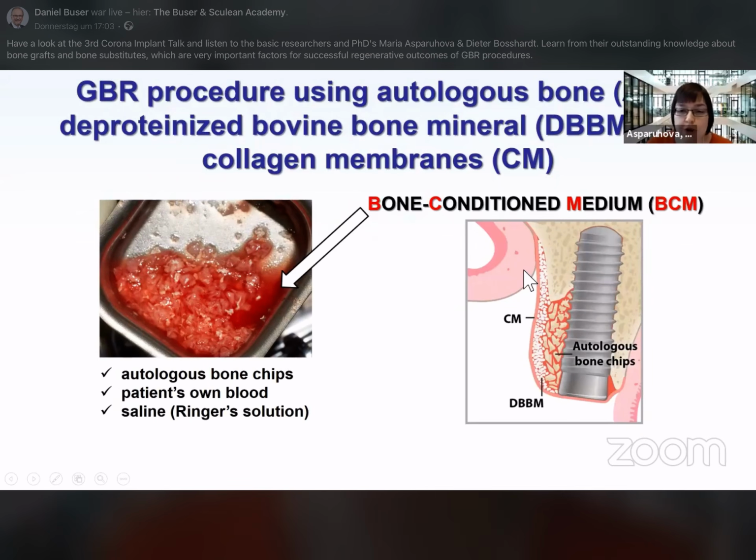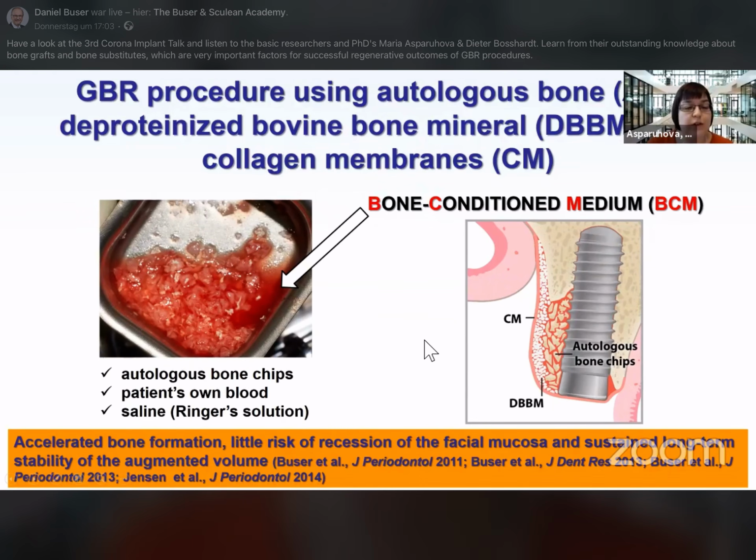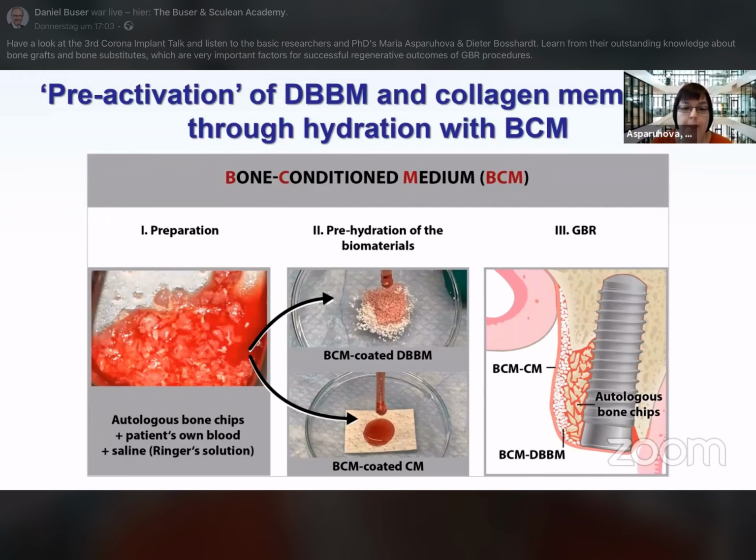Then, as was already shown by Dieter, the composite graft is implanted into the defect site and covered by a collagen barrier membrane. This procedure has shown consistent favorable outcomes with accelerated bone formation, little risk of recession of the facial mucosa, and sustained long-term stability of the augmented volume. Both the DBBM and the collagen membrane are subsequently dressed, hydrated with the BCM before their placement at the defect site, a step that we call reactivation of the biomaterials. Why is it done and why is it so beneficial for the bone formation process?